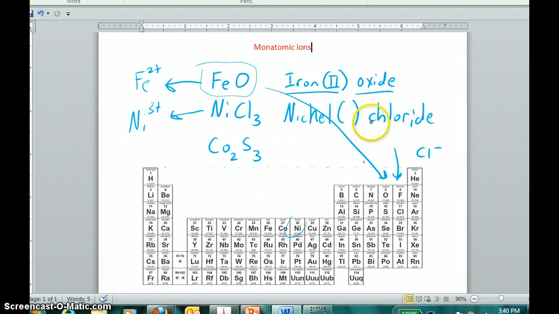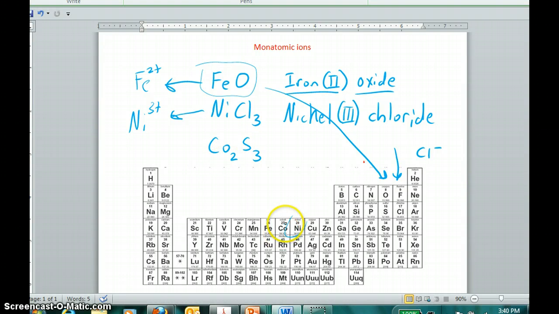So now I know how to name the compound. This is nickel 3 chloride. Please remember, the 3 refers to the charge on the nickel. It has nothing to do with, coincidentally, that there happen to be 3 anions with it.